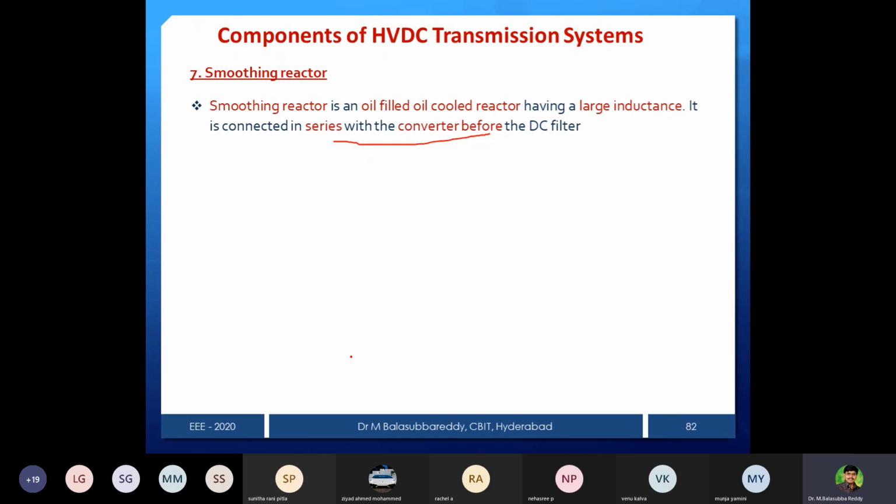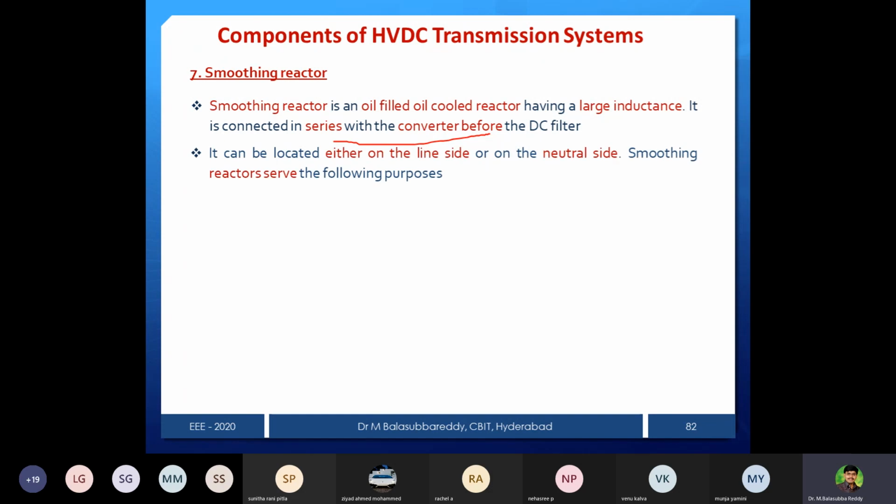But for high rating and accurate power, or when we have to eliminate harmonics completely, we have to design the DC filters. But in normal cases for small rating applications, the DC filters are not required; only the smoothing reactor is sufficient to filter that out. It can be located either on the line side or in the neutral side. So we can place this device on either side, preferably on the line side.